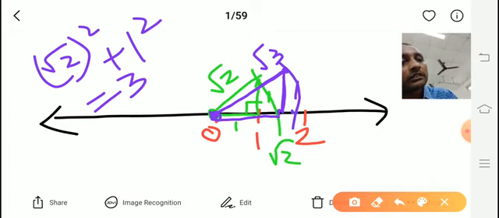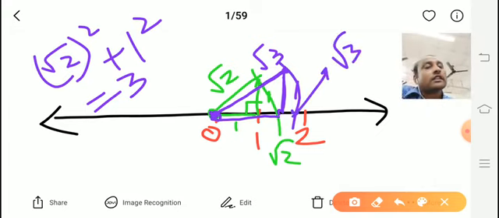This is root 3. Like that I explained root 3. The diagram was very clear in the notes which I was given also. So this is root 3. Like this is the process I am explaining for how to draw root 3.